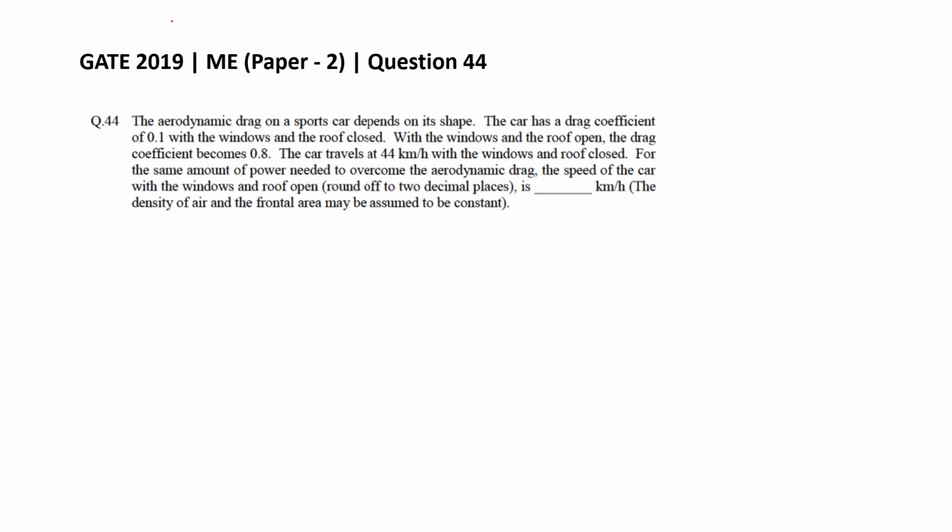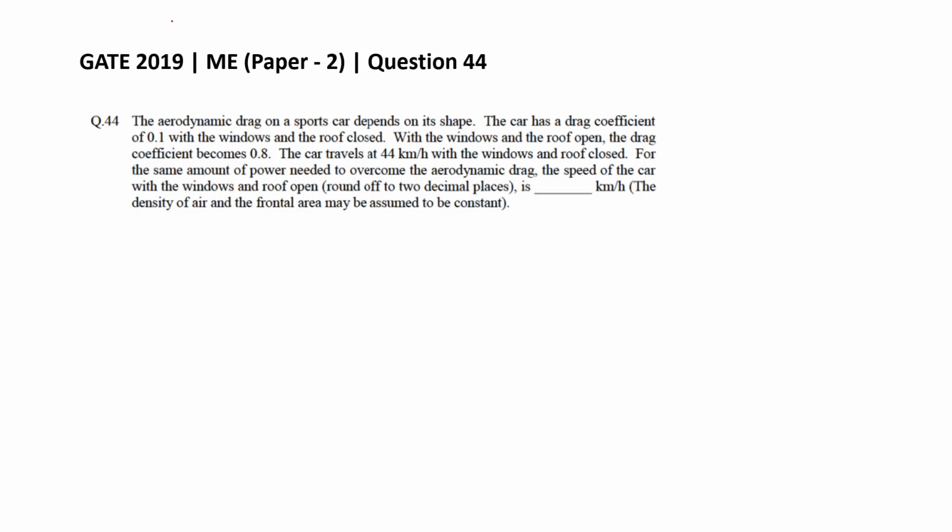And so, on a similar note, let's see this example of a question from the drag forces. This was from GATE 2019. The aerodynamic drag on a sports car depends on its shape. The car has a drag coefficient of 0.1 with windows and roof closed. With the windows and roof open, the drag coefficient becomes 0.8. So when you change the configuration by opening doors, roof and windows, you change the shape and then the drag coefficient increases.